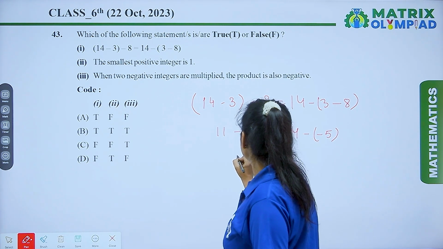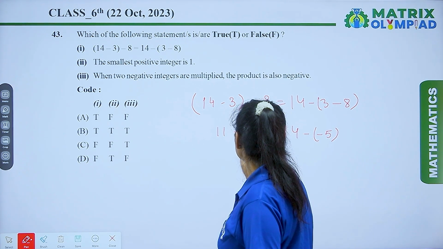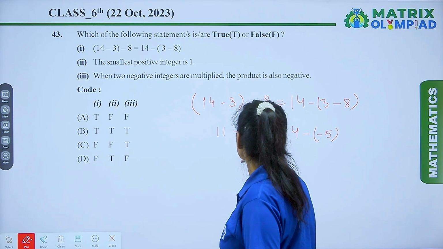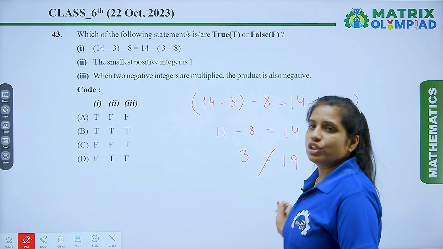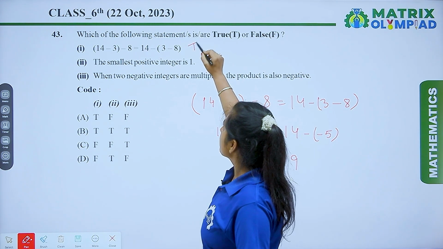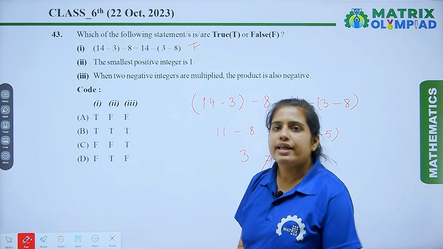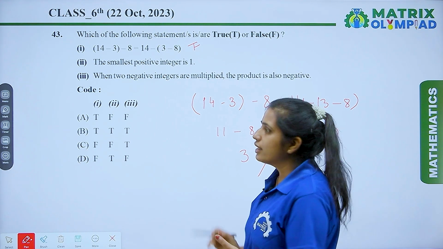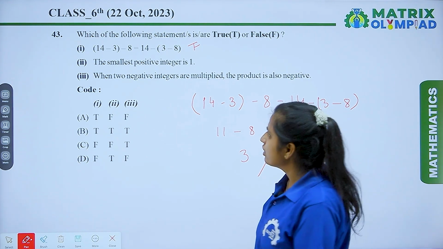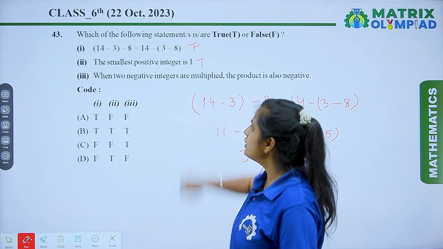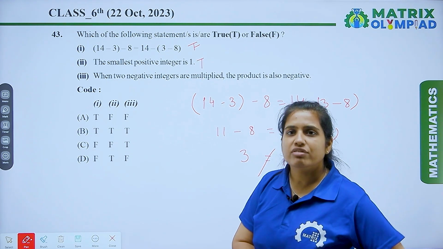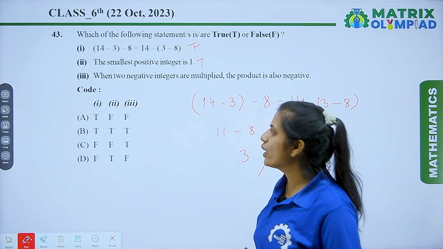So here we get LHS is not equal to RHS. So here first statement is false. Next is statement second. The smallest positive number is 1. Yes, this statement is true. Smallest positive number is 1.